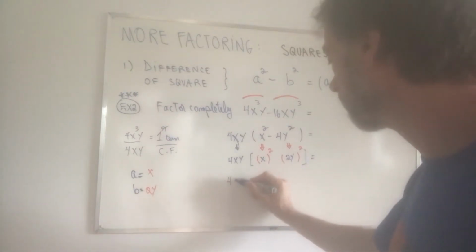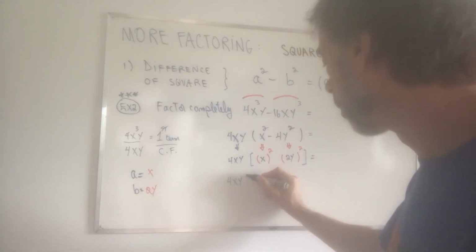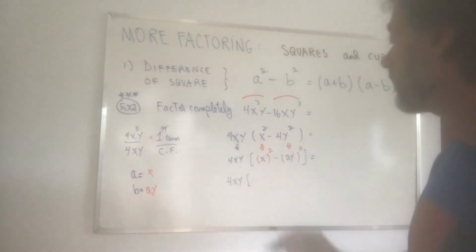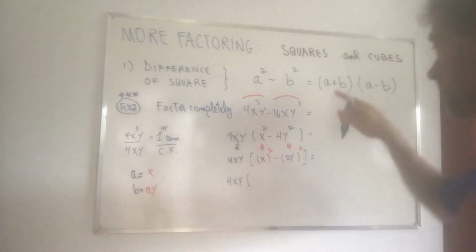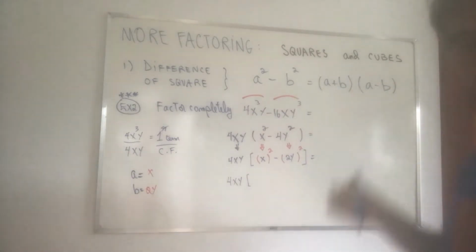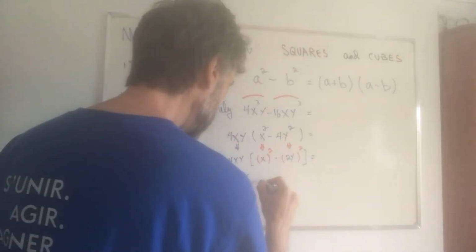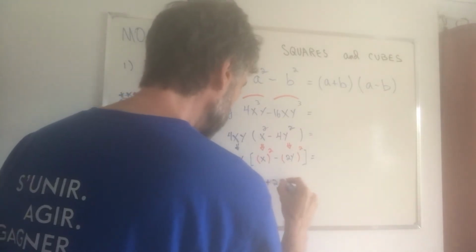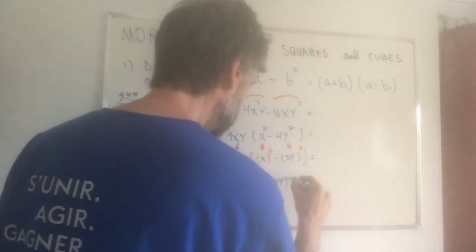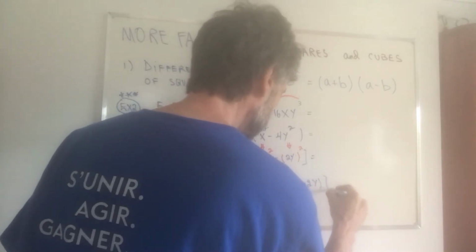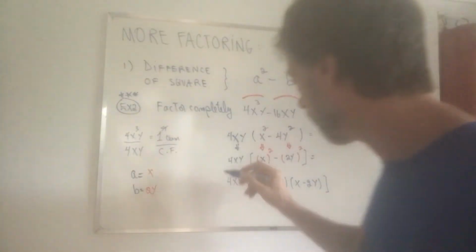So this is equal to 4xy. I forgot my minus here. So this is my a. So a plus b, a minus b. That's my formula, right? A plus b, a minus b. Et voila. That is the final answer.